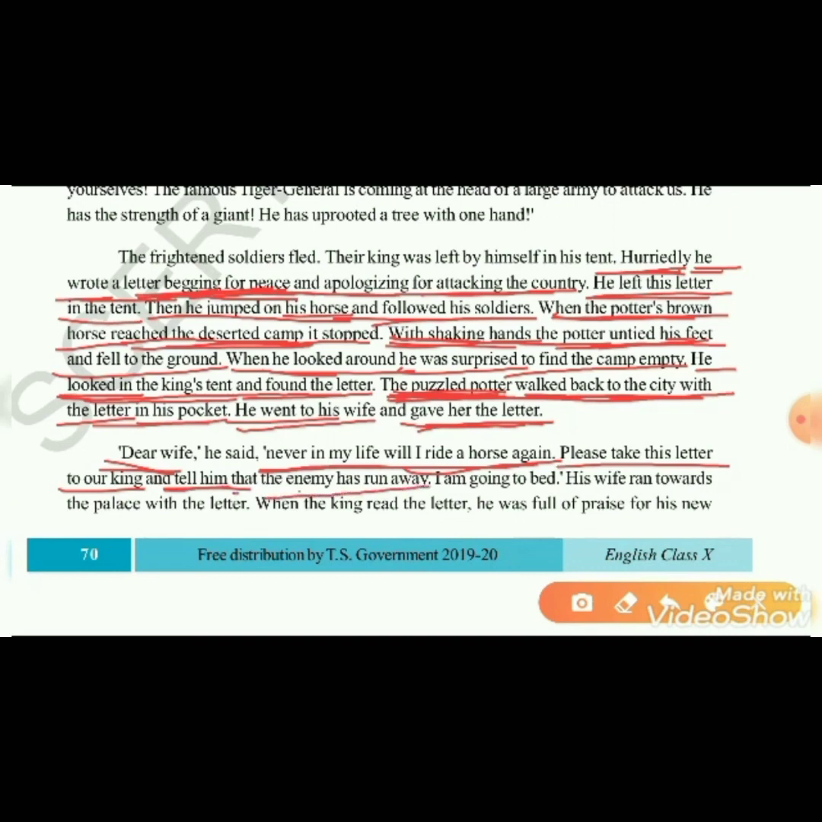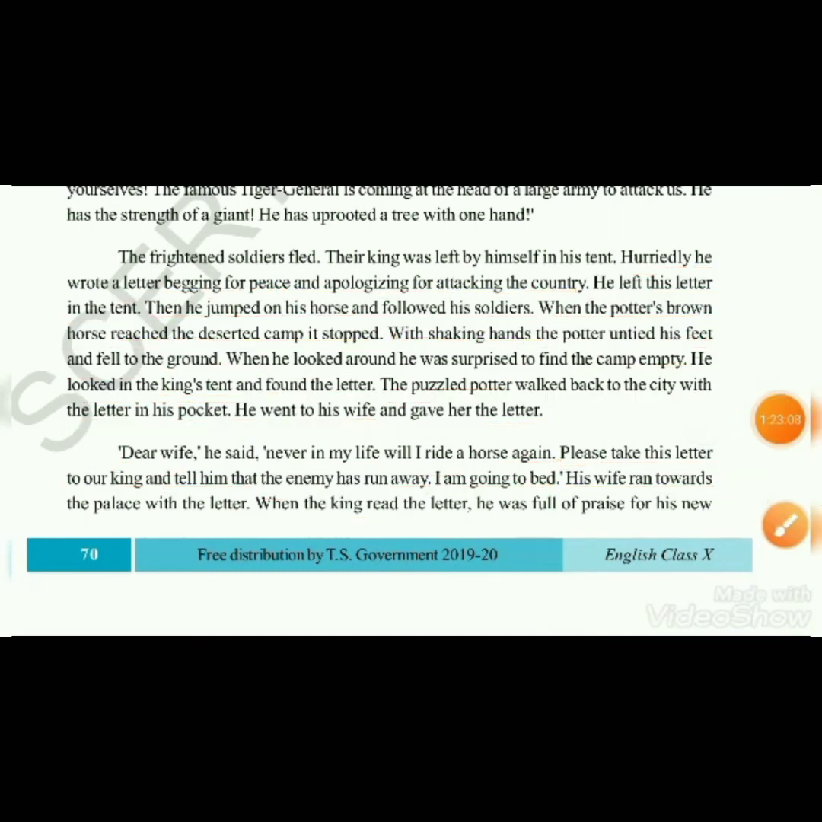His wife ran towards the palace with the letter and gave it to the king. When the king read the letter, he was full of praise for his new general. He was very much pleased, very happy. He asked the potter's wife where her husband was.